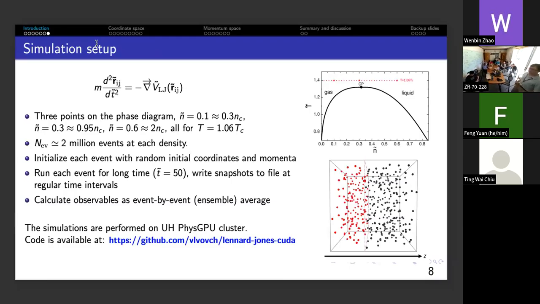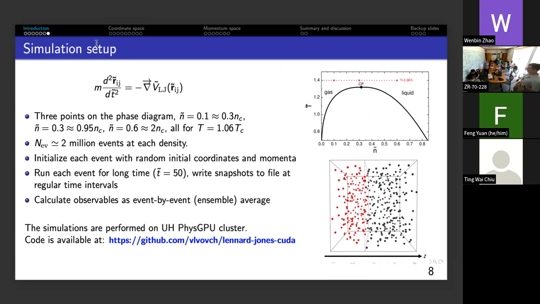A few words about the simulation setup. We use the Newtonian equations of motion, which give you the connection between the potential and the radius vector of the particle. We use it for three densities: the small density, middle density, or near-critical density, better to say, and large density. You can see them also here. We perform large statistics of 2 million events, and it's very important because without large statistics we cannot get any reasonable precision of our measurements, even for cumulants, so K3, K2.